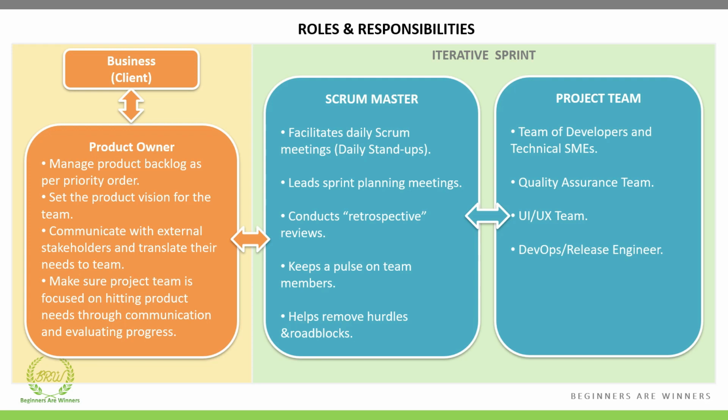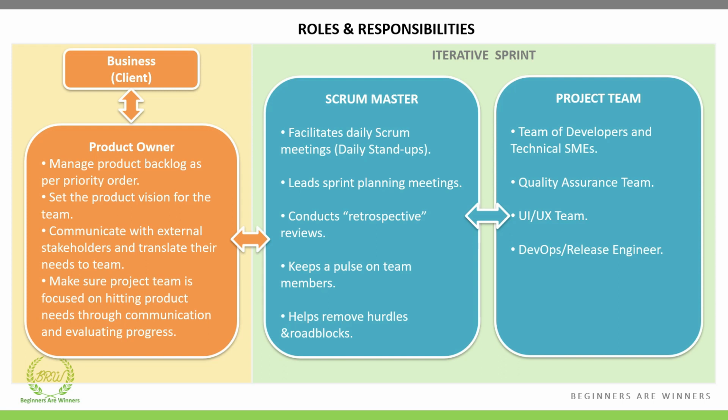Now let's visit the roles and responsibilities, wherein we have the product owner, scrum master, and development team or the project team. We already discussed that the PO is the liaison and a bridge between business, client, and project team. The product owner sets the product vision for the team. He communicates with external stakeholders or the client directly and translates their needs to the team and makes sure that the team is focused and is able to deliver the ask.